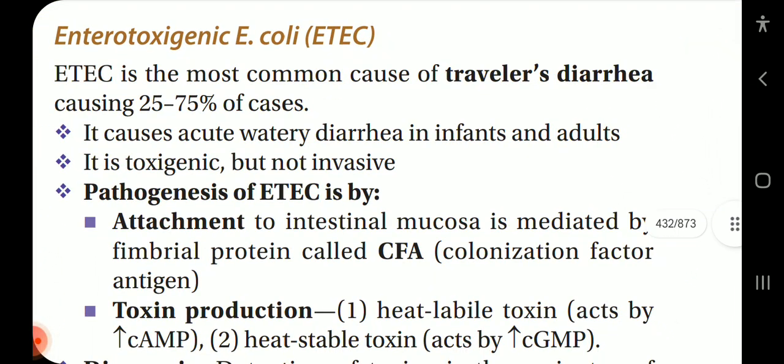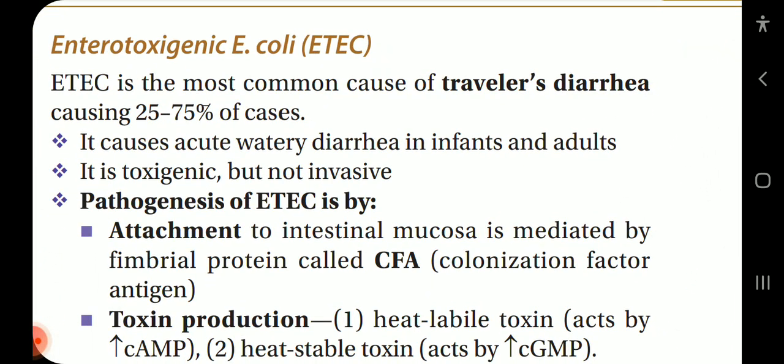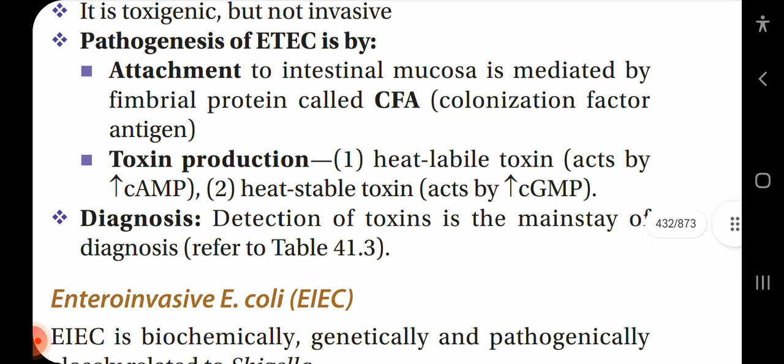Enterotoxigenic E. coli, ETEC, is the most common cause of traveler's diarrhea, causing 25 to 75% of the cases. It causes acute watery diarrhea in infants and adults. It is toxigenic but not invasive. In pathogenesis, attachment to the intestinal mucosa is mediated by a fimbrial protein called CFA, colonization factor antigen. Toxin production: the heat labile toxin acts by increasing cyclic AMP, and the heat stable toxin by increasing cyclic GMP. Diagnosis: detection of the toxin is the mainstay of diagnosis.